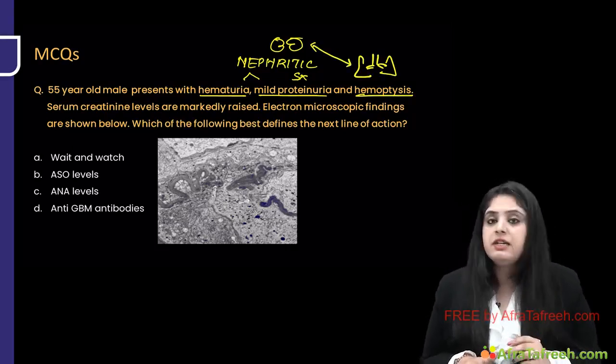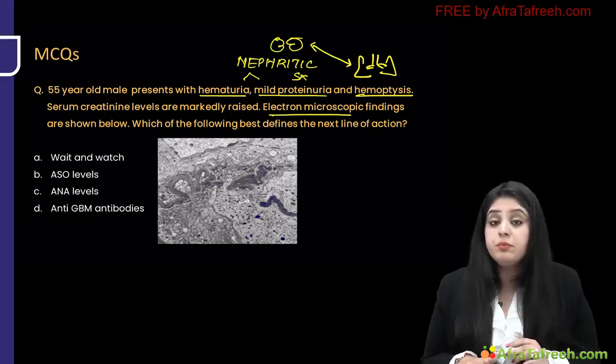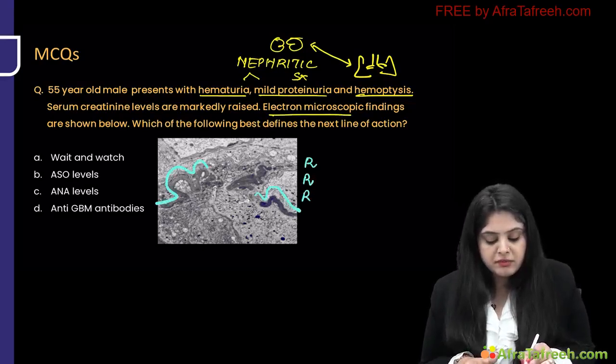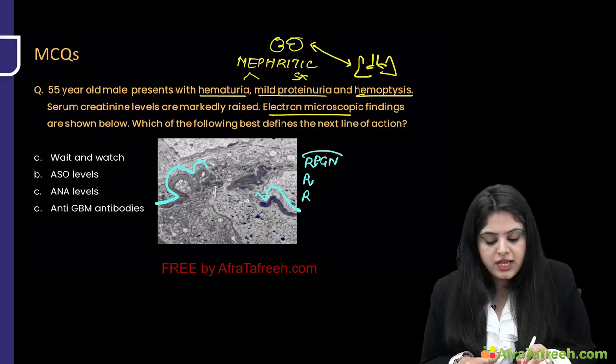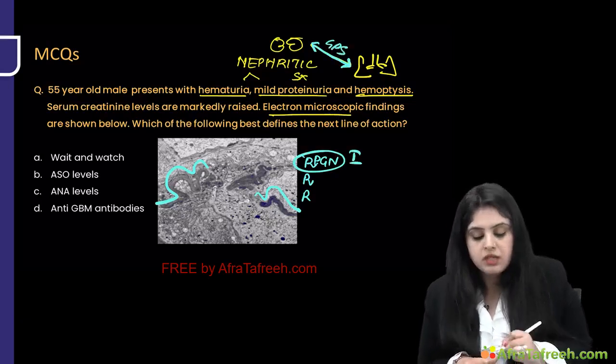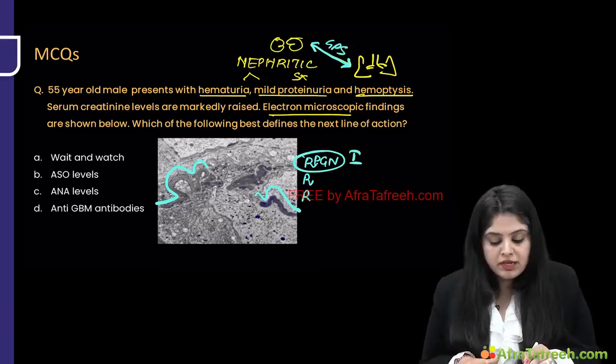Still, I see serum creatinine levels are raised. Electron microscopy is shown. What is electron microscopy showing you? That RRR, rupture and wrinkling of the basement membrane seen in RPGN. Which RPGN? If I'm thinking of Goodpasture, which RPGN? We are thinking of RPGN type 1, Goodpasture syndrome. What is the next line of action?